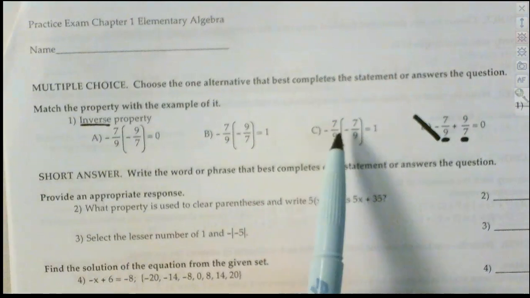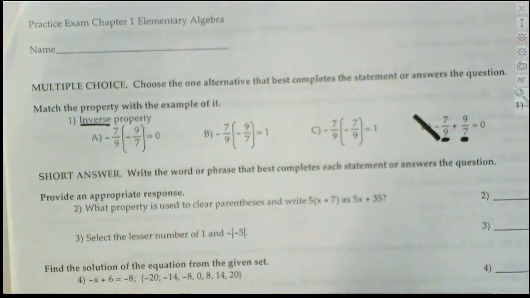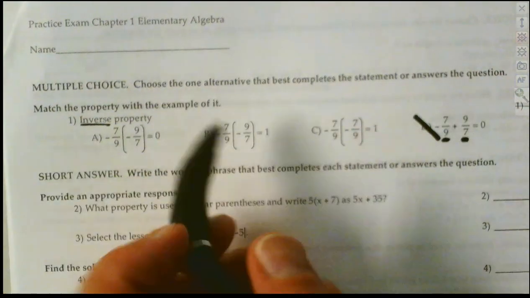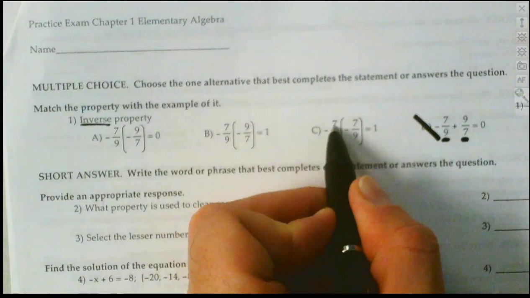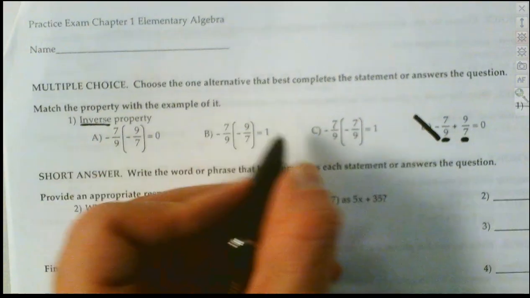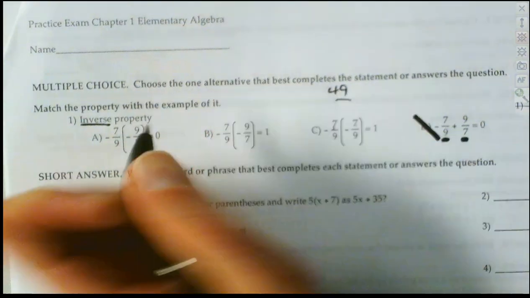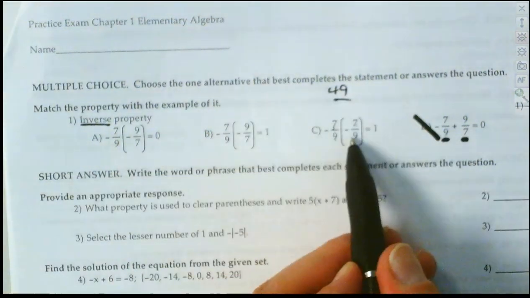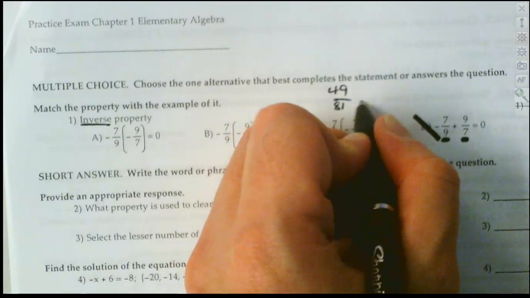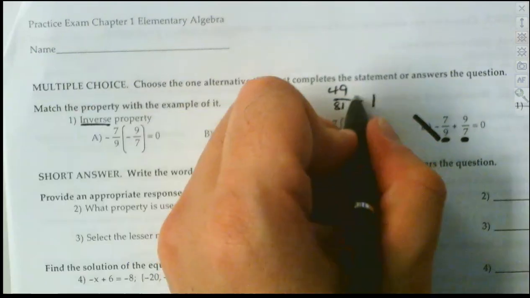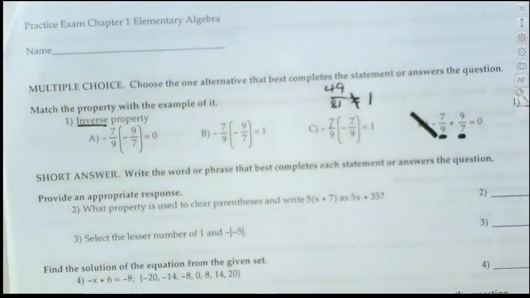Now, why does C not work? Well, if I worked out C and I multiplied, would I get 1? I don't think so. Because negative 7 times negative 7, that's a positive 49. And 9 times 9 is an 81. And does that equal 1? Clearly, that does not equal 1, does it? So you've got to look at each one.